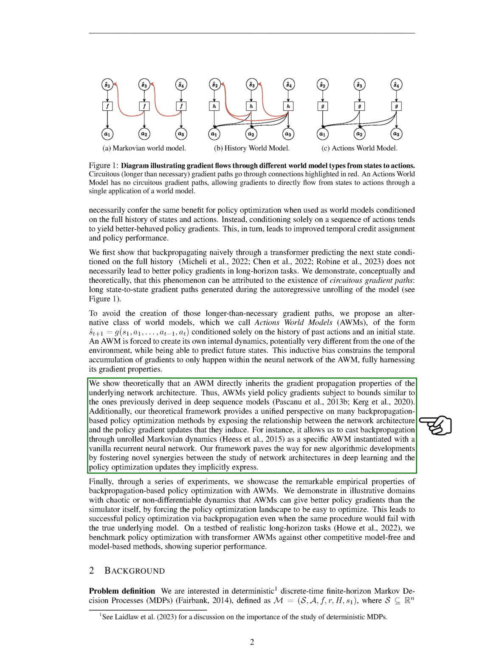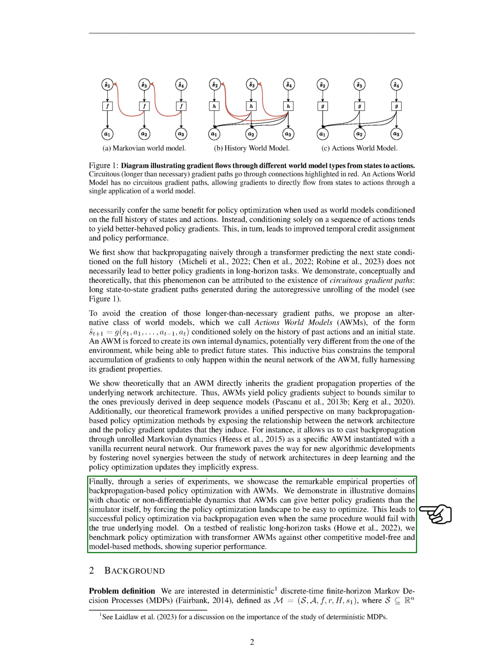Our theoretical framework offers a fresh perspective on backpropagation-based policy optimization methods by highlighting the relationship between network architecture and policy gradient updates. For example, we can view backpropagation through unrolled Markovian dynamics as a specific instance of an AWM instantiated with a basic recurrent neural network. This framework opens up new avenues for algorithmic development by encouraging the exploration of how different network architectures can influence policy optimization.